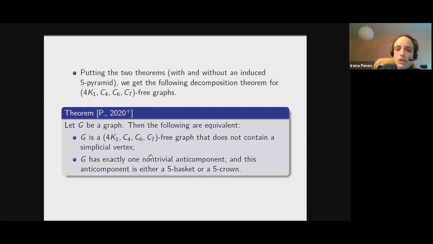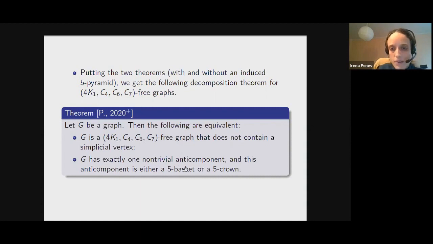So the theorem that I got was actually a full structure theorem for these graphs, 4K1, C4, C6, C7 free graphs that do not contain a simplicial vertex. Okay, so I got a full decomposition theorem for them. And that says, or structure theorem rather, it says that such graphs have exactly one non-trivial anti-component, and it's either a 5 basket or a 5 crown. 5 basket being that 8 clique graph that I showed you in the previous slide, and 5 crown, this special 5 ring.